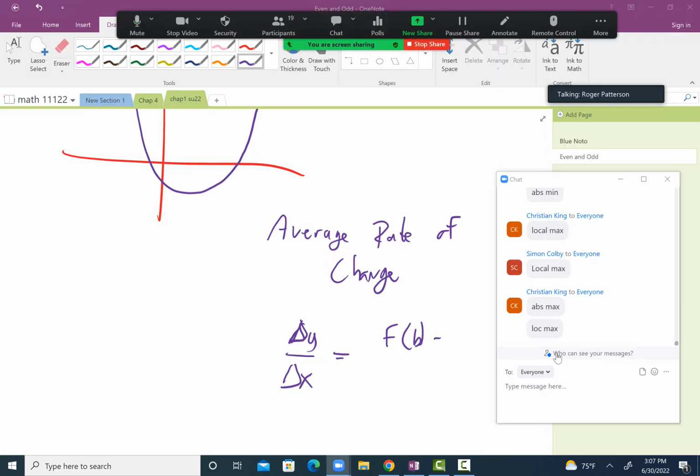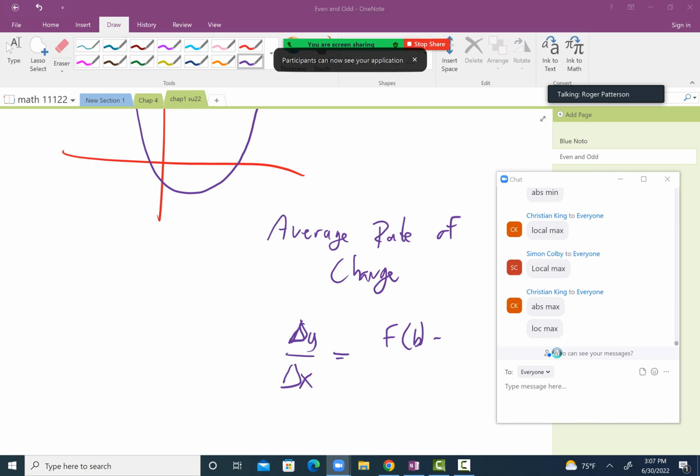Okay, so the average rate of change here, we have change in y over change in x. So what they're going to do is take this parabola here. There we go.